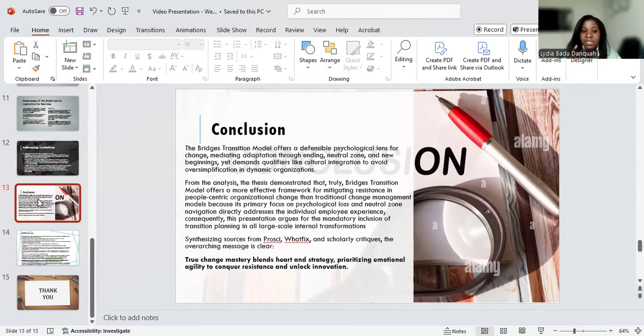And consequently, this presentation argues for the mandatory inclusion of transition planning in all large-scale, or let's say mid to large-scale, internal transformations. And synthesizing all the sources I took my work from, and other scholarly critics, the overarching message is really clear. And that is, true change mastery blends the heart and also strategy, prioritizing emotional agility to conquer resistance and unlock innovation.